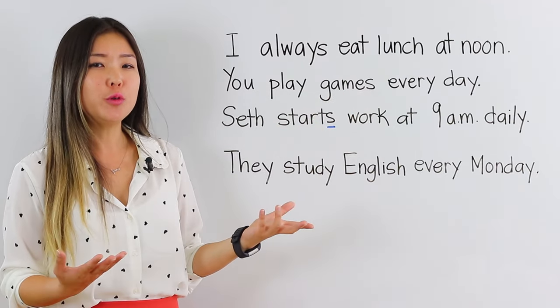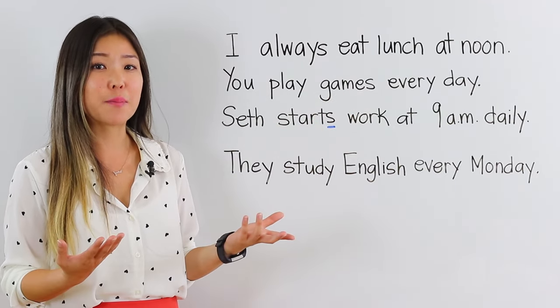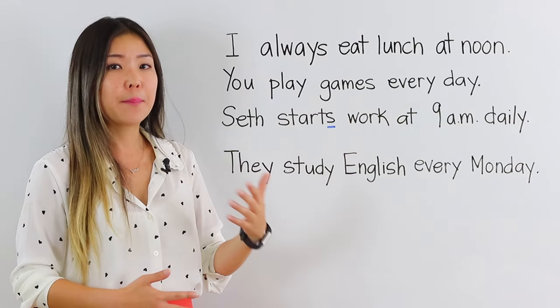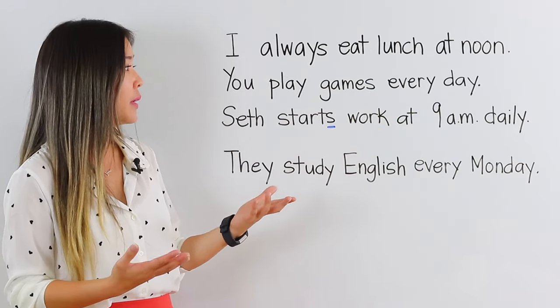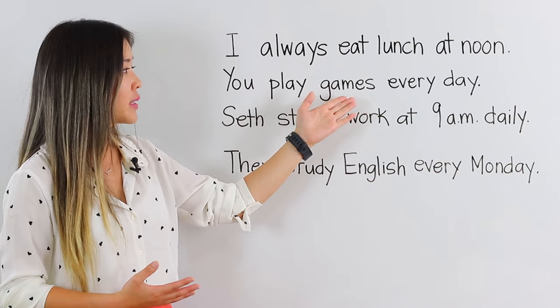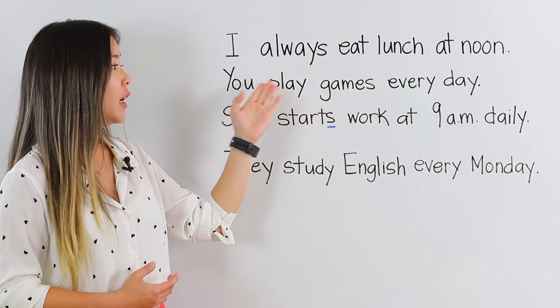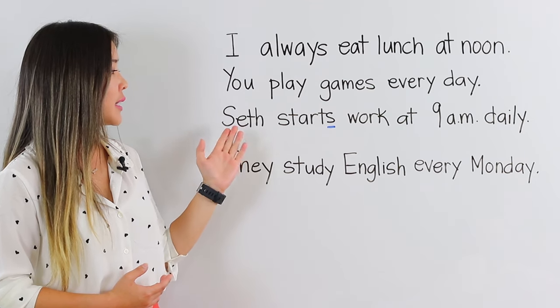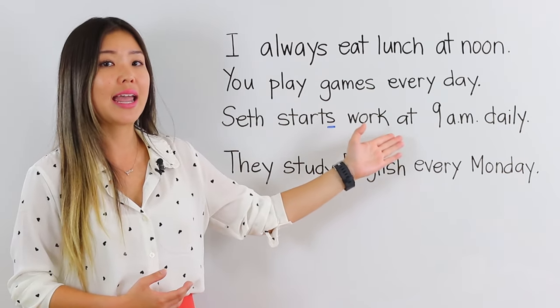The second example says you play games every day. Do you see the clue that helps you know that this is something that happens regularly? It's every day. So it's something that happens as a routine or a habit. So you play games. The verb here is play. You play.